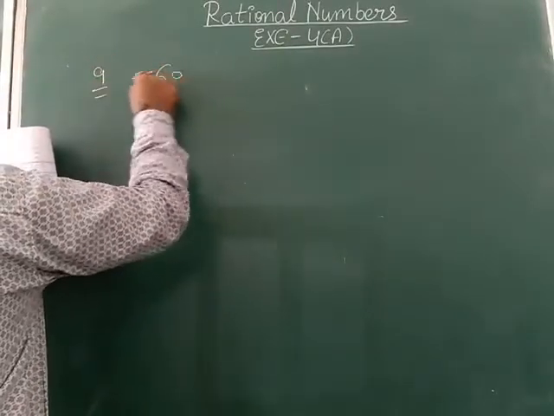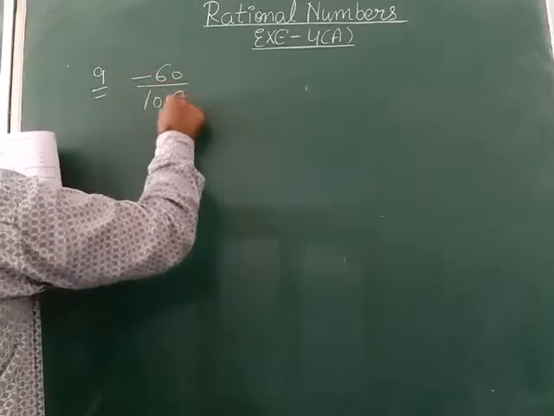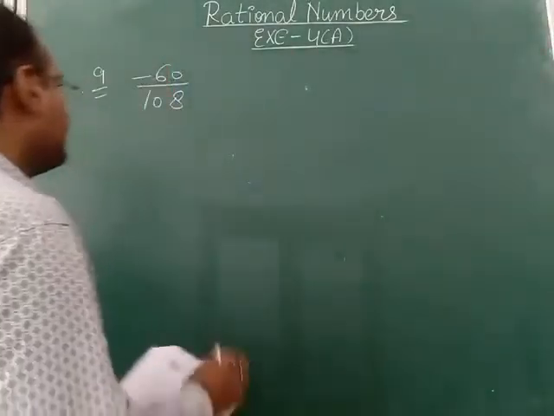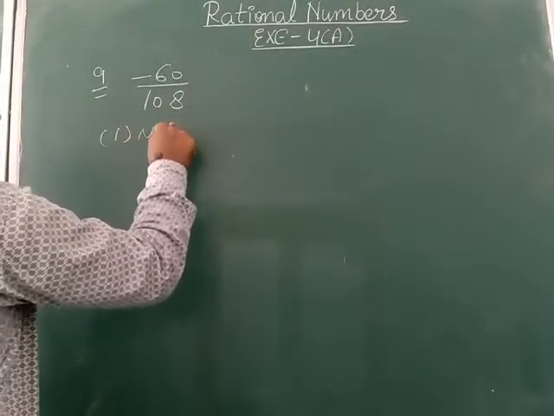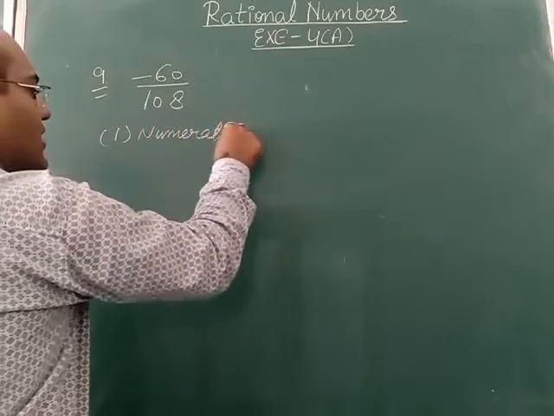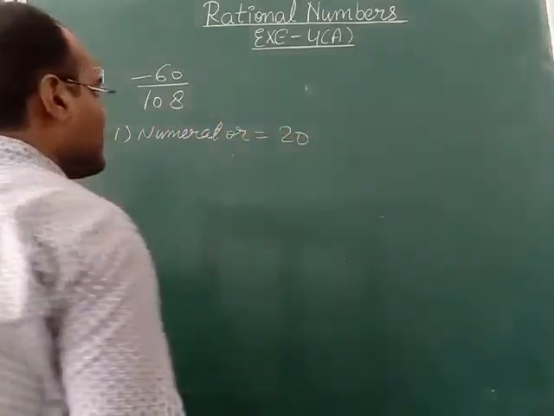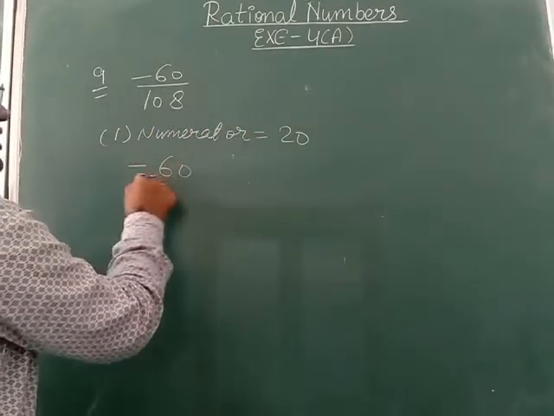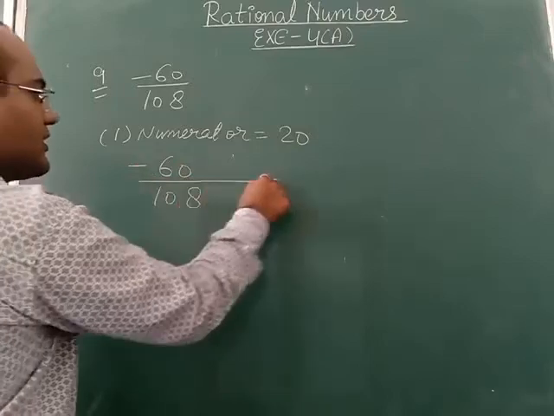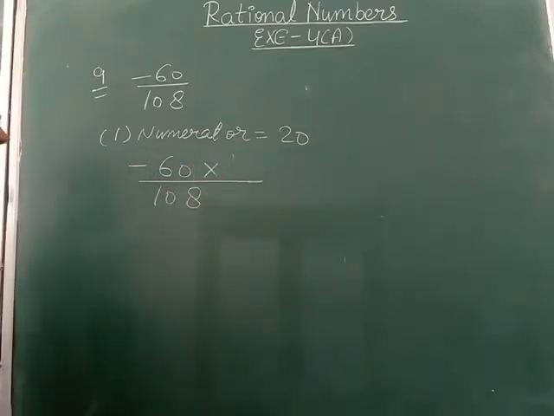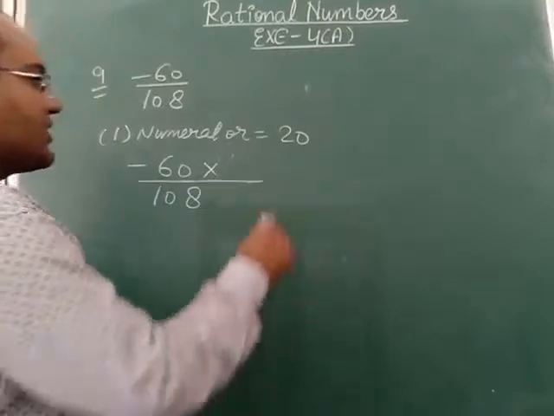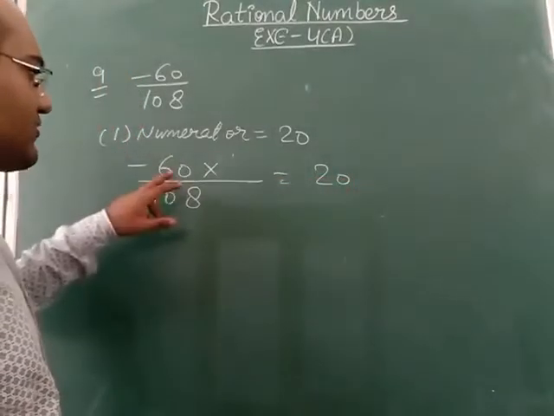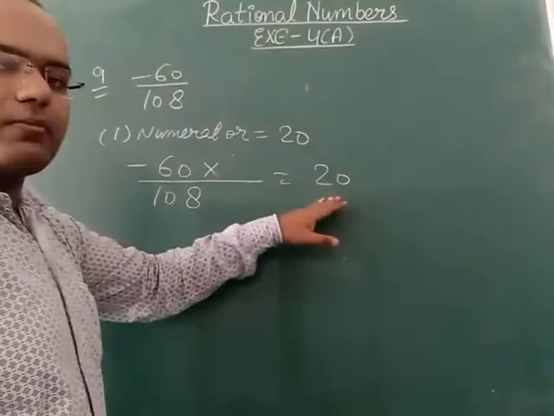Minus 60 upon 108 is given, and we have to make the numerator 20. So in order to make the numerator 20, what will we do? Here it is minus 60 upon 108. In the numerator we have to check whether to multiply or divide. In the answer we have to bring 20. 20 is the smaller number. Here 60 is given and we have to make a smaller number, that is 20.